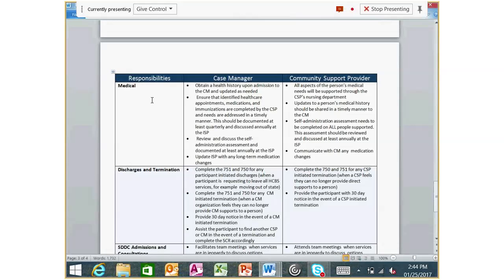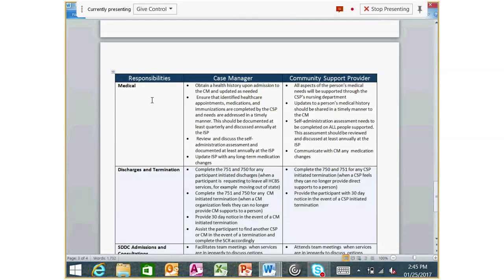This is Emily Johnson. I'm one of the nurses here at the division, and I just wanted to go over a few things related to the medical portion of the case manager and community support provider responsibilities. Starting with the case manager, we have, to obtain a health history upon admission to the case management agency and update as needed. These would be just very brief things such as diagnosis, their long-term medications, any upcoming or future appointments or procedures, as well as a list of immunizations, just to ensure that you can follow through and make sure that these things are being completed in the future.